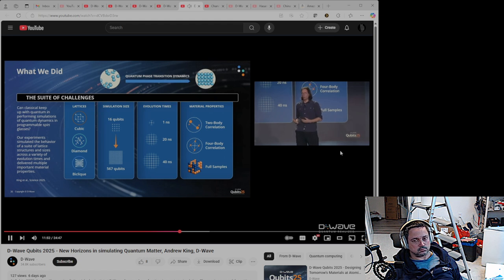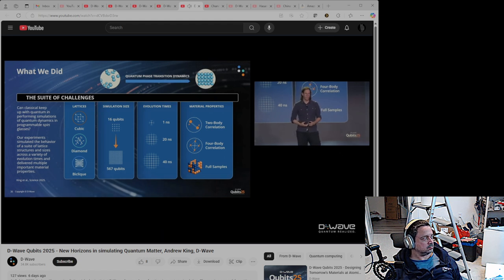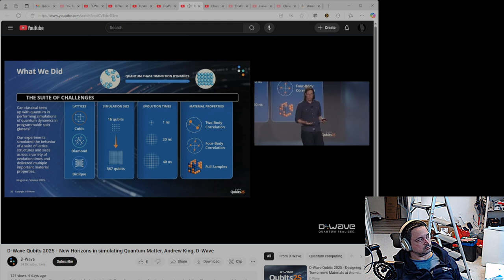In figure 1 of the paper, we laid out the computational task. The computational task is to sample from the distribution of states following this dynamics. So, of course, we get full samples, and we also get 4-body correlations and 2-body correlations, which are very important for indirectly validating the largest simulations where you don't have a ground truth, because you can't simulate it classically.